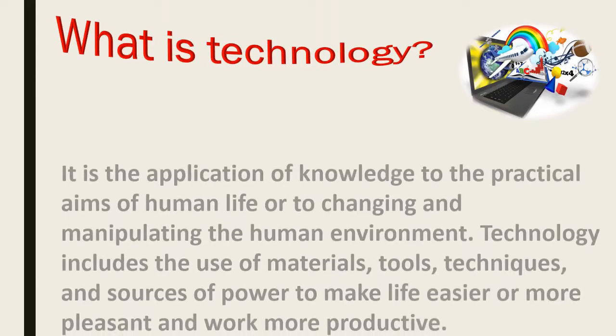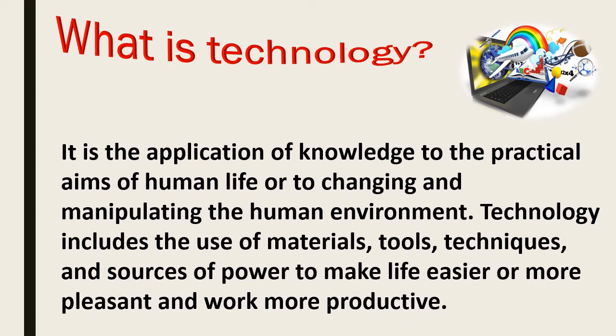Firstly, what's technology? It's the application of knowledge to the practical aims of human life or to changing and manipulating the human environment. So, it means using all we know, all the information and the knowledge we have, with the help of some tools in order to change the human life and the environment he's living in. It includes the use of materials, tools, techniques, and sources of power to make life easier or more pleasant and work more productive. So the main purpose of technological developments is to make life easier and more comfortable for people, plus making work more efficient and more productive.